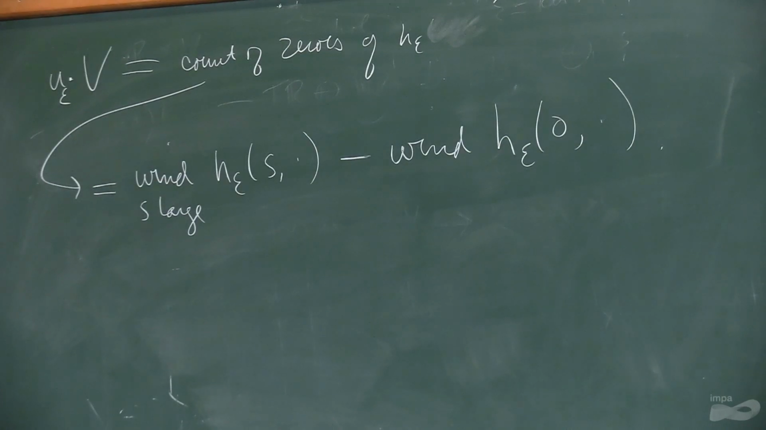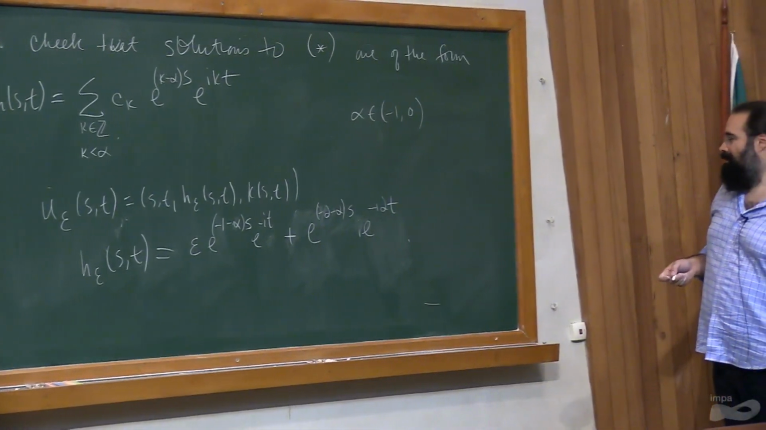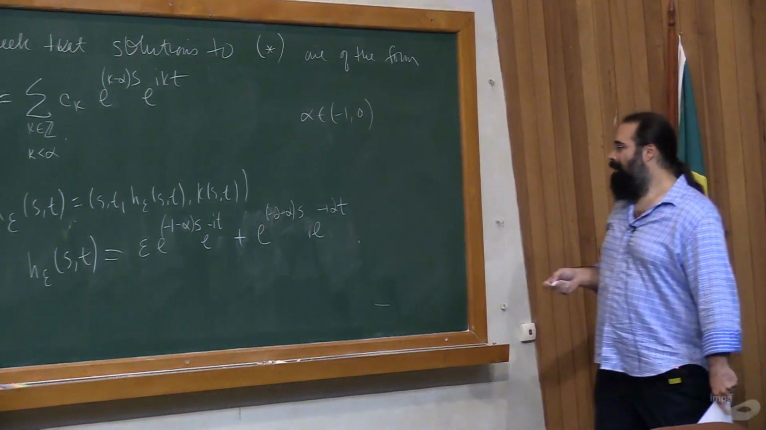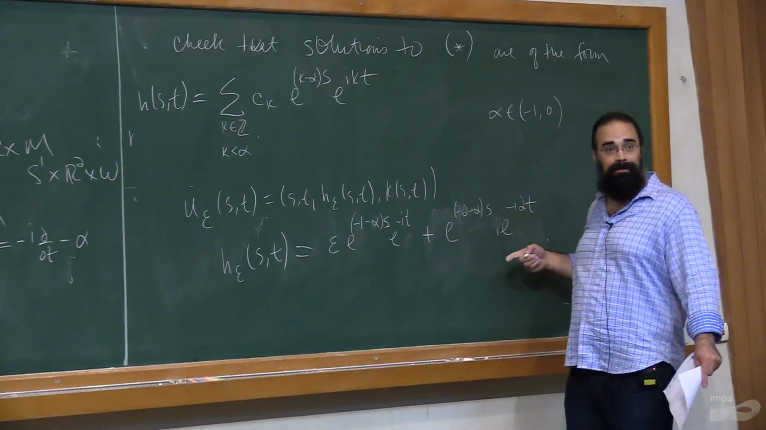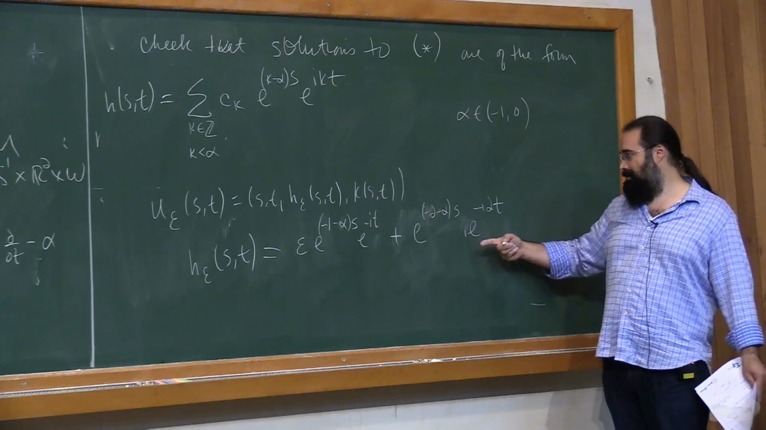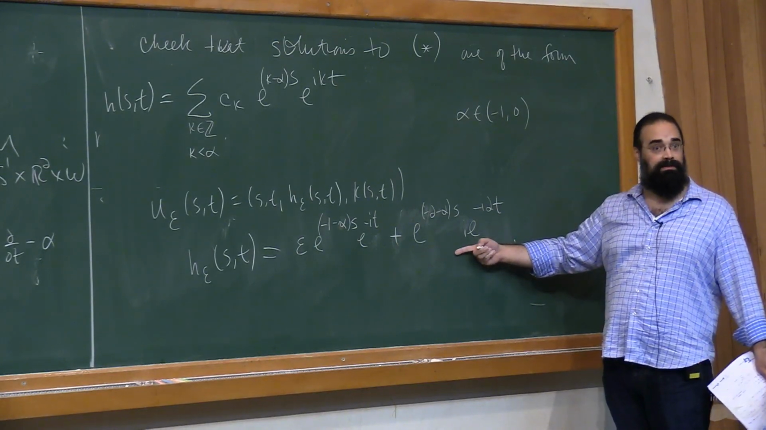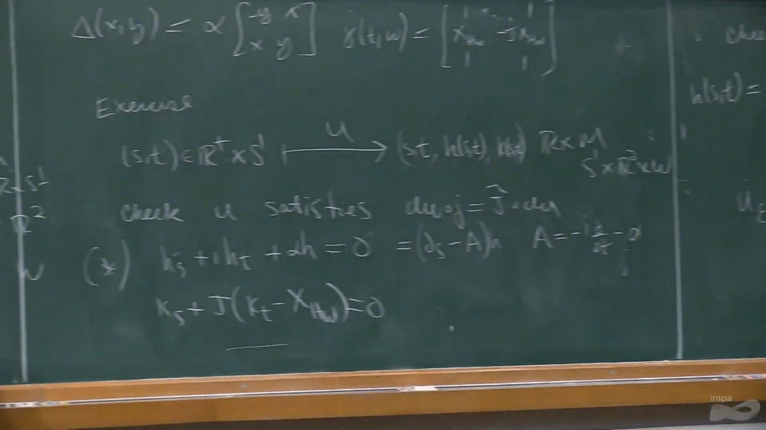All right, so let's take a look here. For s equals 0, let's just say we picked our epsilon small enough so that this term is much smaller than this term. So this is the dominant term. In that case, the winding here is going to be the winding of this term, which is -2, regardless of the value of epsilon, provided it's small enough.